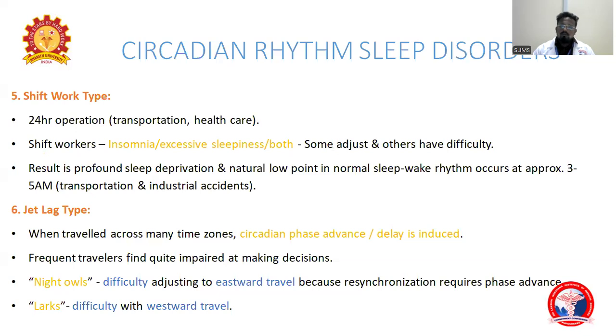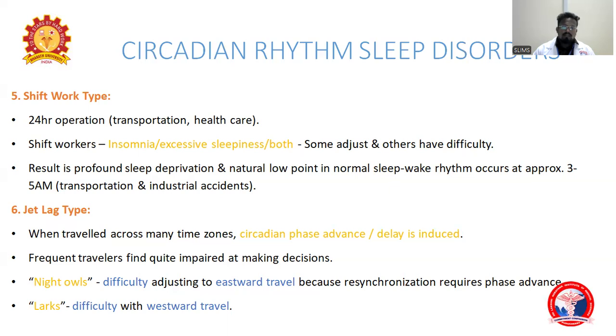A natural low point in the normal sleep-wake rhythm occurs at approximately 3 to 5 a.m. Transportation and industrial accidents usually occur during this time, 3 a.m. to 5 a.m. The jet lag type usually occurs in people who are traveling from one continent to another. When traveling across many time zones, circadian phase advances and delays are induced. So frequent travelers find themselves quite impaired at making decisions. Sometimes it also affects decision-making skills.